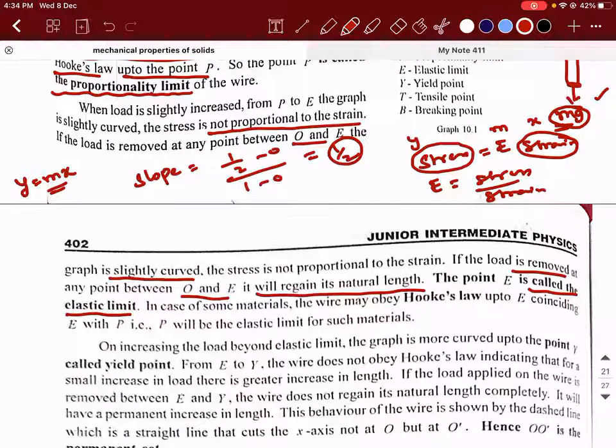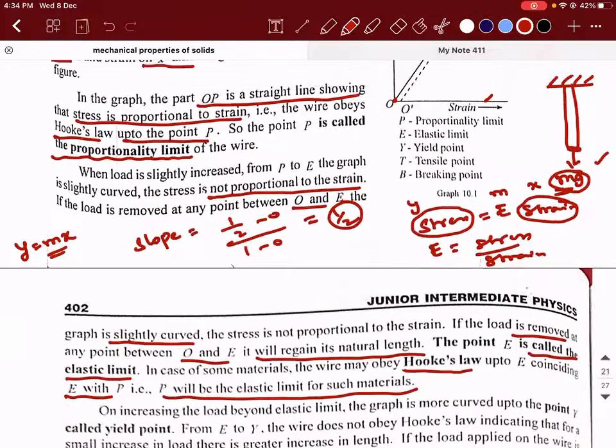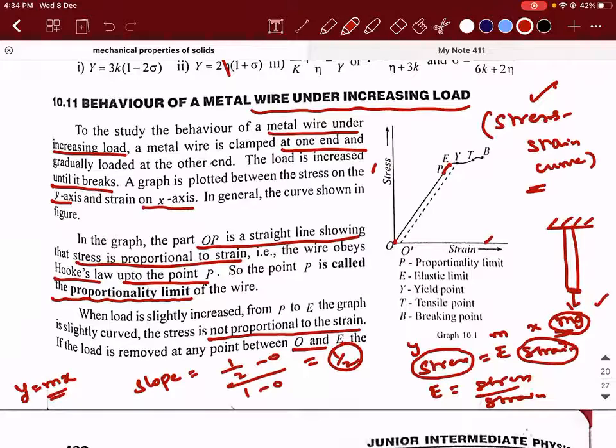Here it is the wire. In case of some materials, the wire may obey Hooke's law up to point E, coinciding E with P. That is, P will be the elastic limit for such materials. So here we are discussing a metal wire.